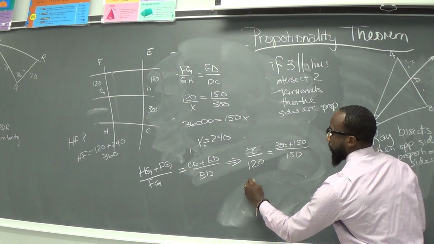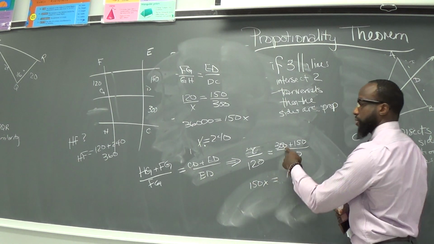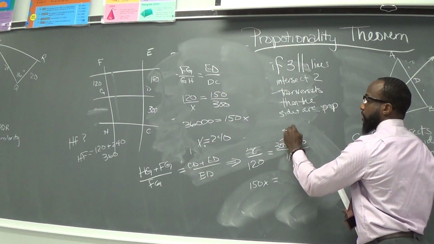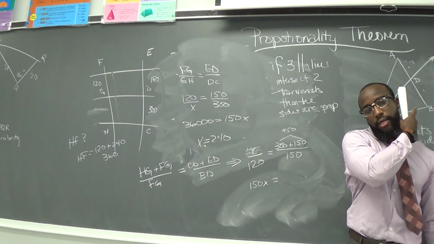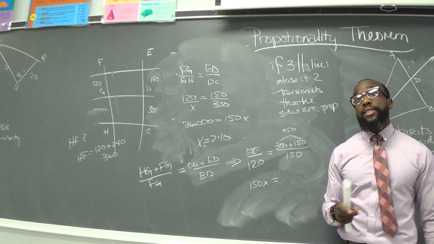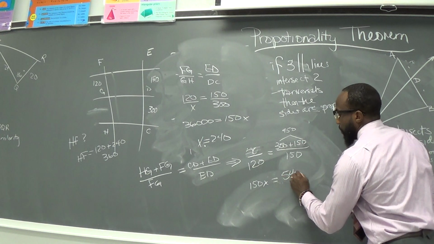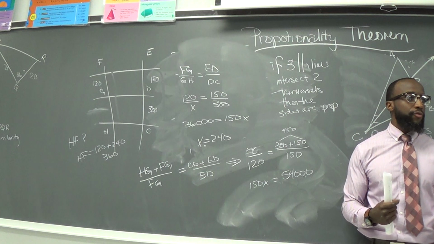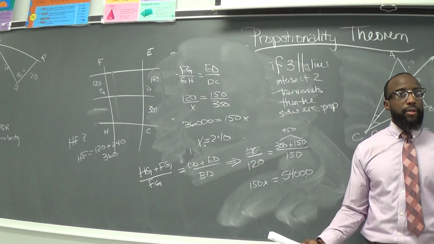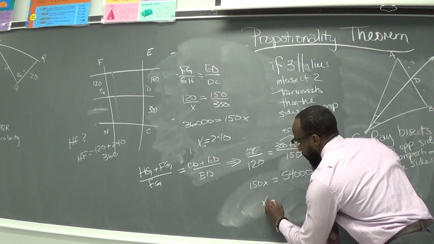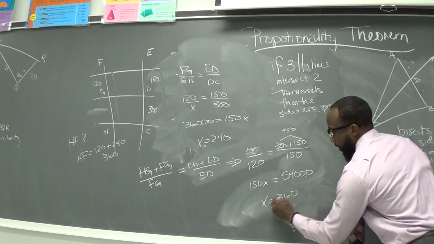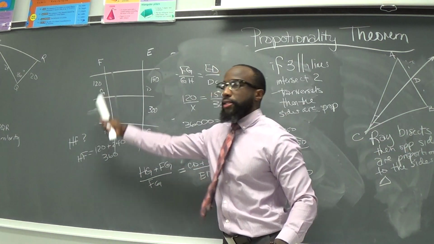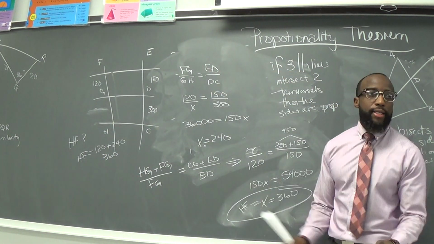So we got 150X equals 300 plus 150, which is what? 450. So 450 times 120. What is it? 54,000. Now if we divide 54,000 by 150, 360. X equals 360. X is HF, right? So we got it right away. HF is 360. Alright? So again, there's two ways to do that.